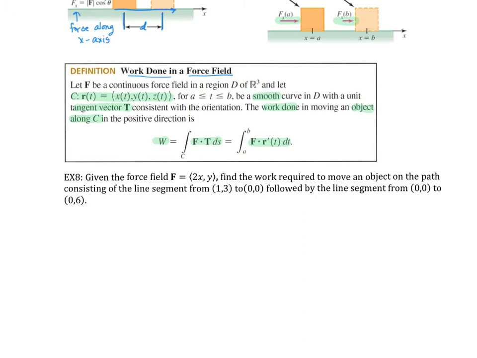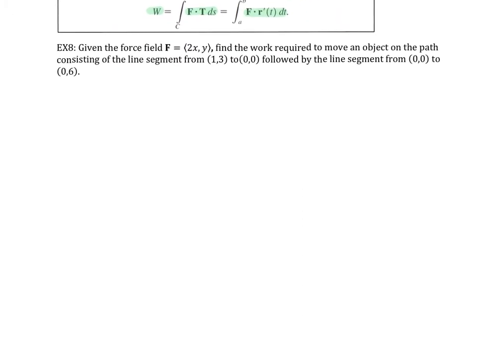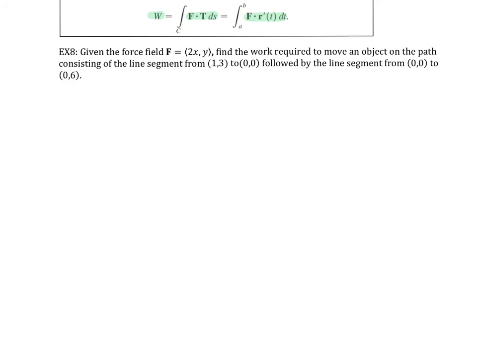In example 8, we have this force field, which is 2x comma y. We want to find the work required to move an object on the path consisting of the line segment from 1, 3 to 0, 0, followed by the line segment from 0, 0 to 0, 6. Again, this is an example where since I have two different paths, I have to define two different curves. So I'm going to do an R sub 1. R sub 1 says I'm going to start from the 1, 3, so that's going to be 1 comma 3.